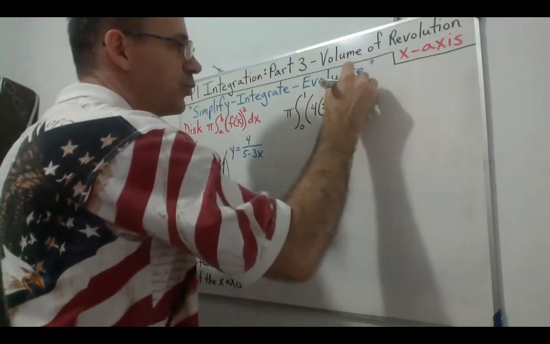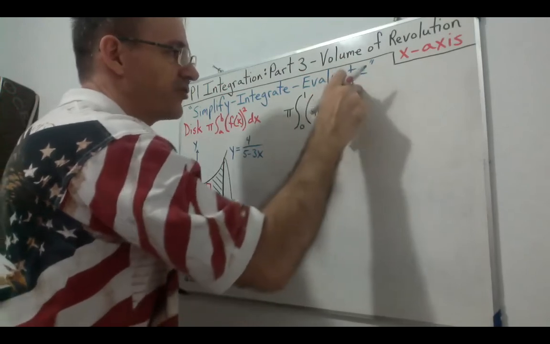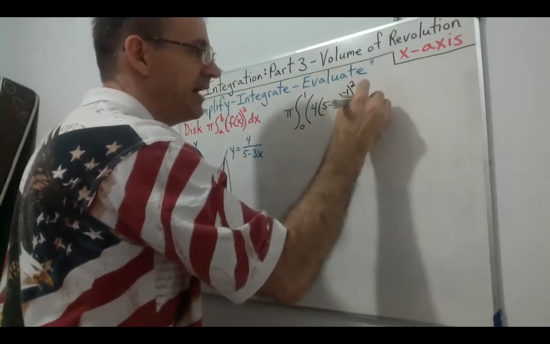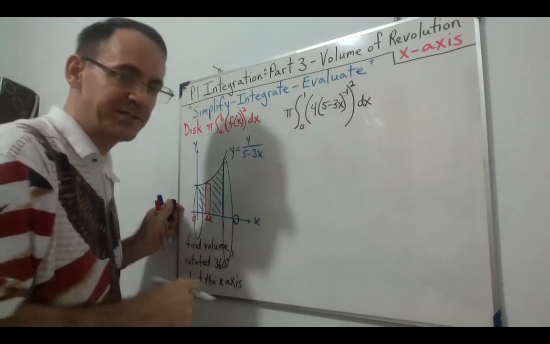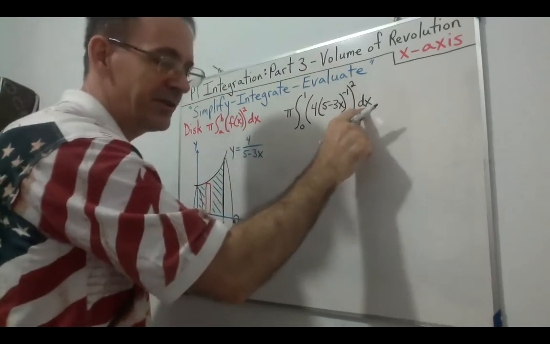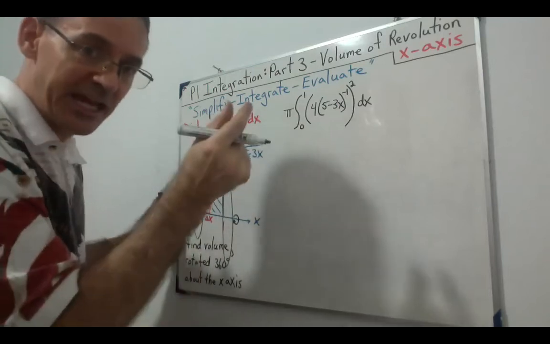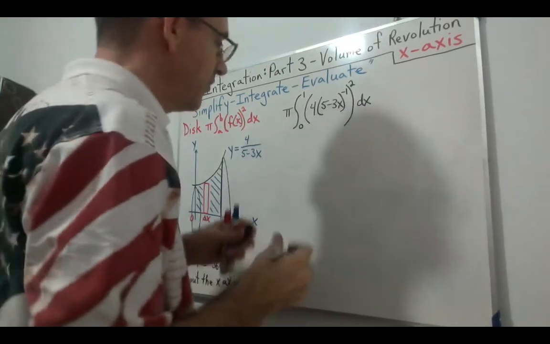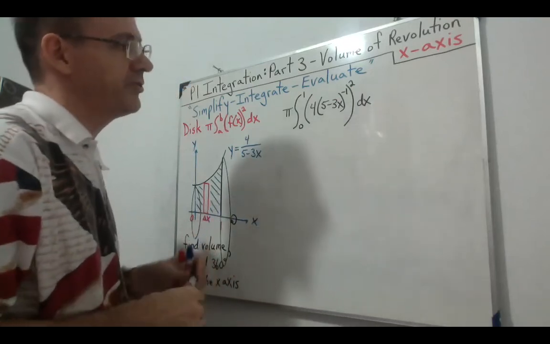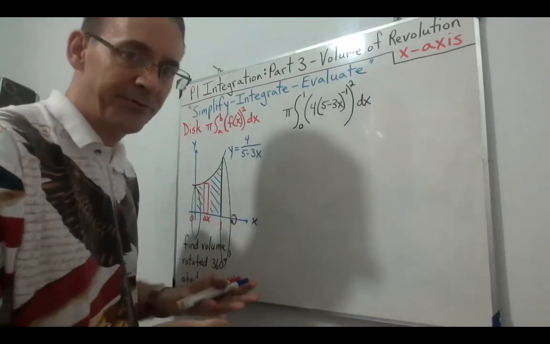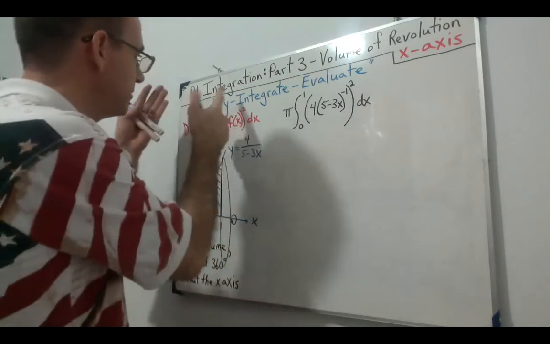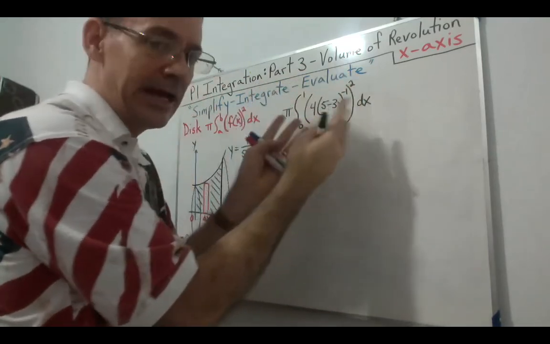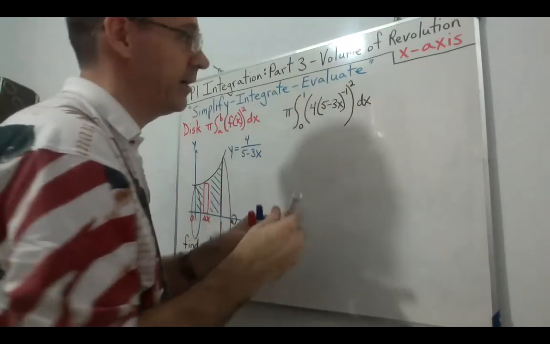And we need to square that because it's pi r squared. So don't forget the square. And then dx makes our third dimension. So pi r squared is two-dimensional, and our third dimension is the change in the x, or the thickness of our disk. Okay, so the first thing that we want to do is simplify. That's this part. In other words, we're going to carry out or expand this square.